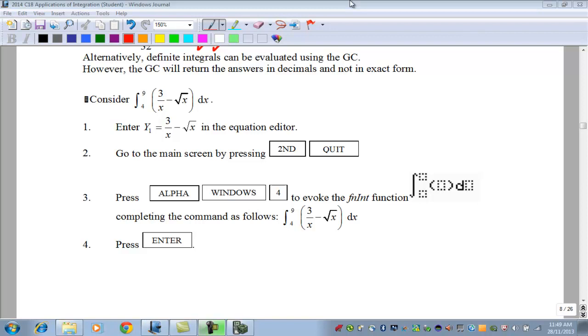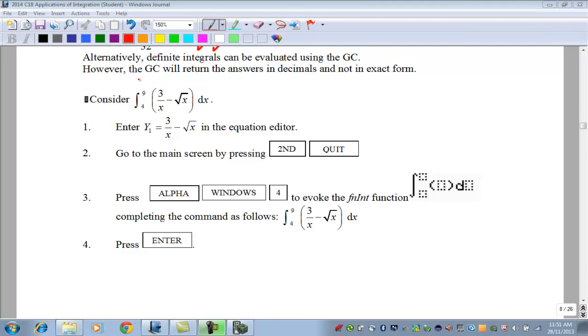Alright, sometimes question does not require us to evaluate the definite integral in exact form. So for example, the question will specifically mention that you have to leave your answer to 3SF, 1dp, 2dp, etc. Or some questions did not mention that you have to leave in exact form. So in such cases, you can actually choose whether to leave your answer in exact form or not. So for questions which you can leave your answer in non-exact form, you can tap on your GC to evaluate the integral for you.